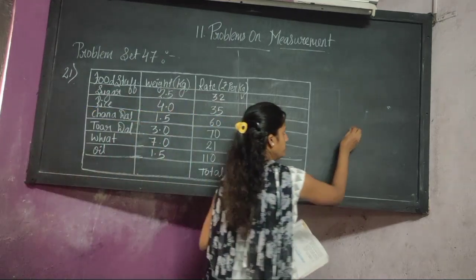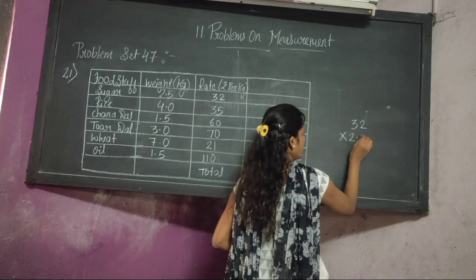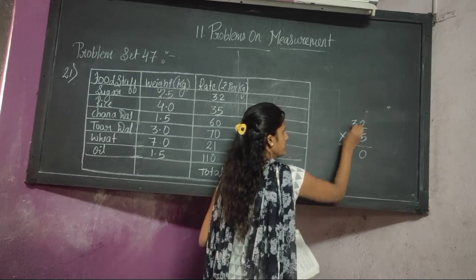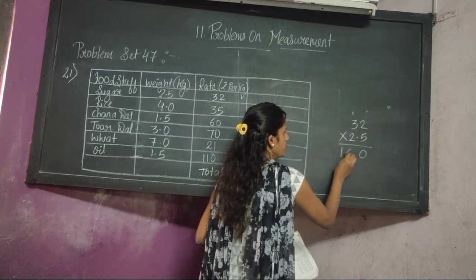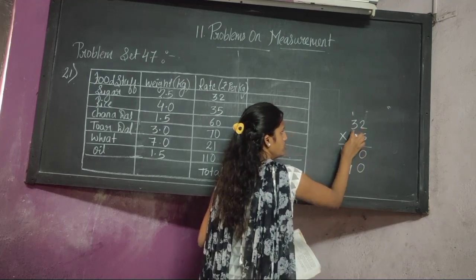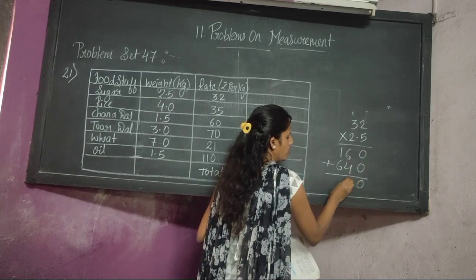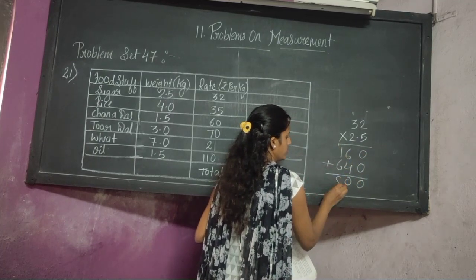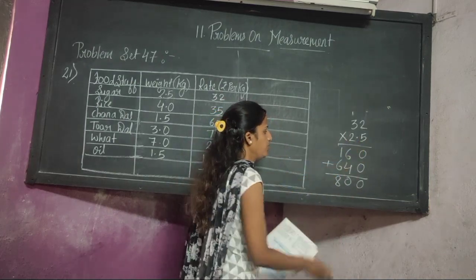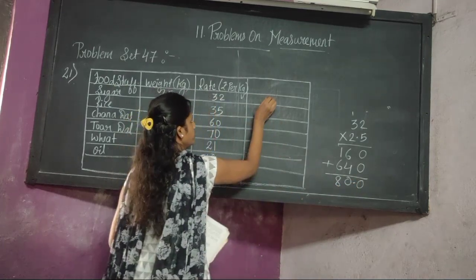Let's do multiply. 32 will multiply by 2.5. Just do the normal multiplication. 5 2s are 10. 5 3s are 15. Plus 1 will be 16. Take 1 0. 2 2s are 4. 2 3s are 6. This will be 0. 6 plus 4 10. 6 7 8. Here after decimal point we have 1 digit. So before 1 digit we will take a point. The answer will be 80.0.